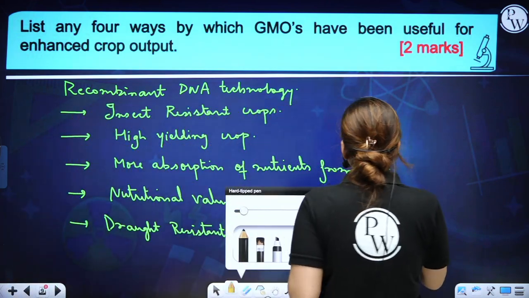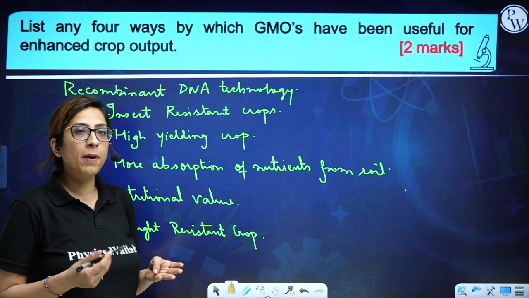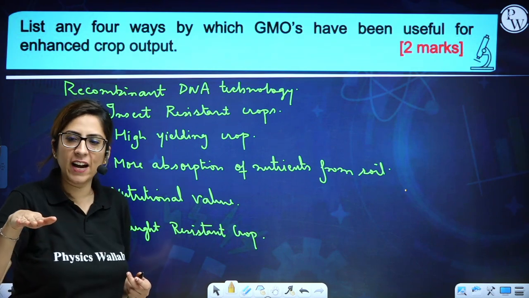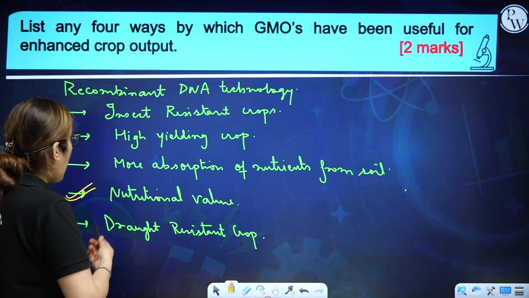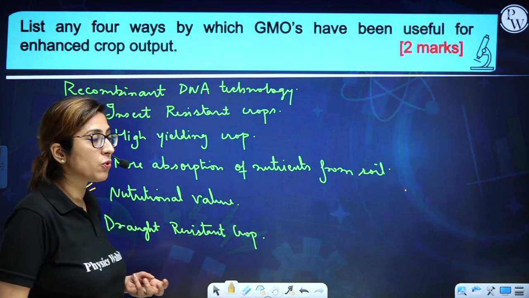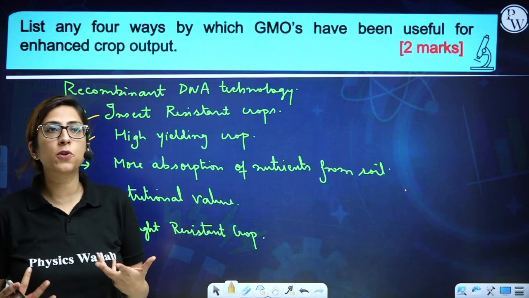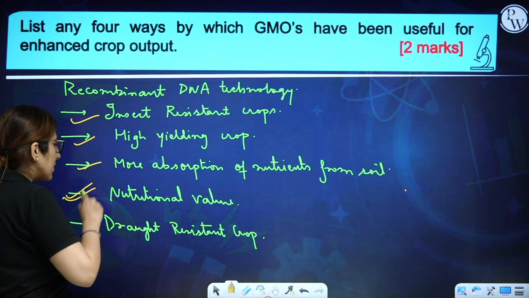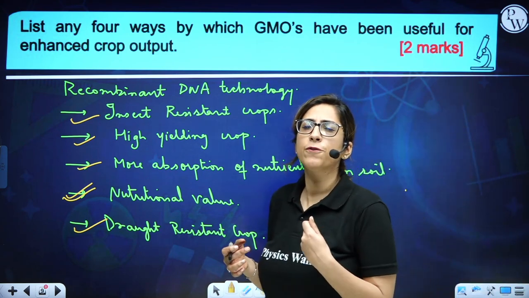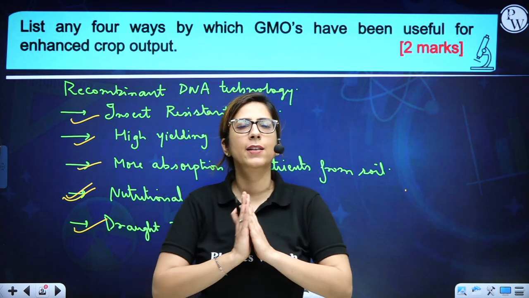So that means you are eating one crop and you are getting all the nutrients out of it. The plant is high yielding. You remember today we have those papaya plants whose height is very small, but they give fruits. High yielding. Insect resistant, we know we have created Bt cotton, Bt brinjal, Bt potato, Bt tomato, which are resistant to lepidopterans, coleopterans and dipterans. More absorption, they can absorb more and more nutrients from the soil. They are resistant to drought, like any abiotic stress, like if the water is very less. So we have created such crops, and all thanks to biotechnology.